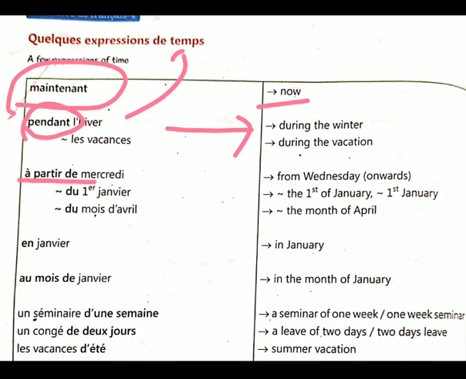À partir de means from. Okay, from. So janvier. Before the month we have to put en. En means in. Au mois de janvier, in the month of January. Un séminaire d'une semaine, one seminar of the week. Un congé de 2 jours, a leave of 2 days. So un congé de 2 jours means a leave of 2 days. Les vacances d'été means summer's vacation.